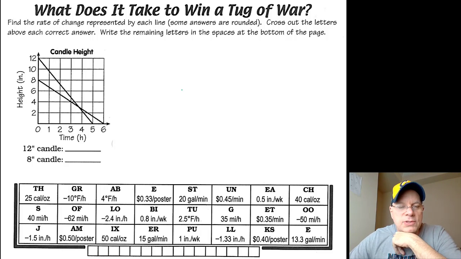Here we have, it's almost like the plant problem, except the lines have negative slopes. And the reason for that is now the story is telling us about the height of candles. Like we buy a 12-inch candle at the store, we buy an 8-inch candle at the store. And the 12-inch candle burns at a much faster rate.